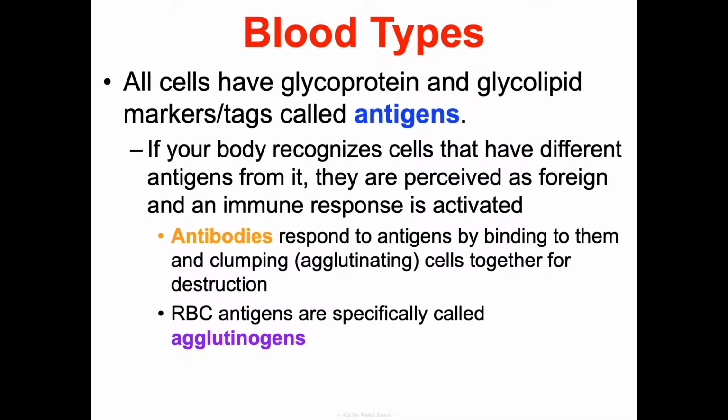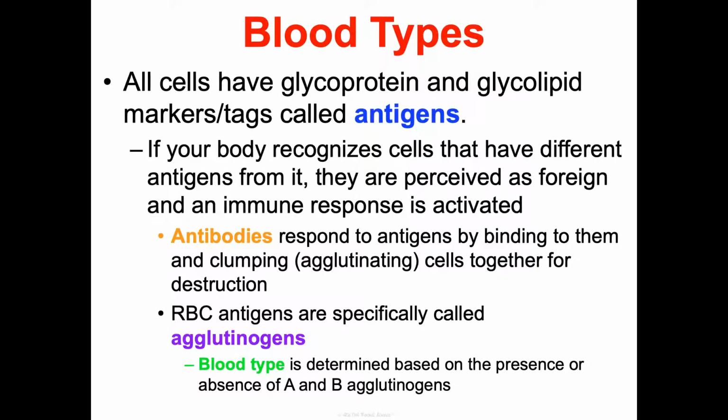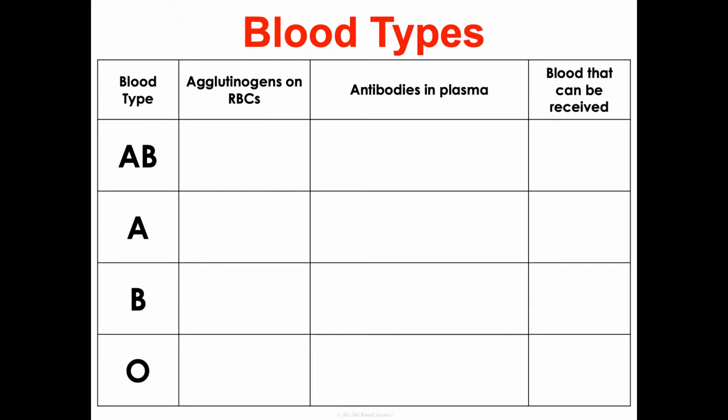Red blood cell antigens are specifically referred to as agglutinogens because they're basically doing that agglutinating, which I was just talking about, that clumping together. So your blood type is determined based on the presence or absence of A and B agglutinogens. And that's what we're going to organize in a little chart here. So let's say your blood type is AB, which is one of the most rare. You have agglutinogens on your red blood cells for A and B. So you have A and B markers or tags on your cell.